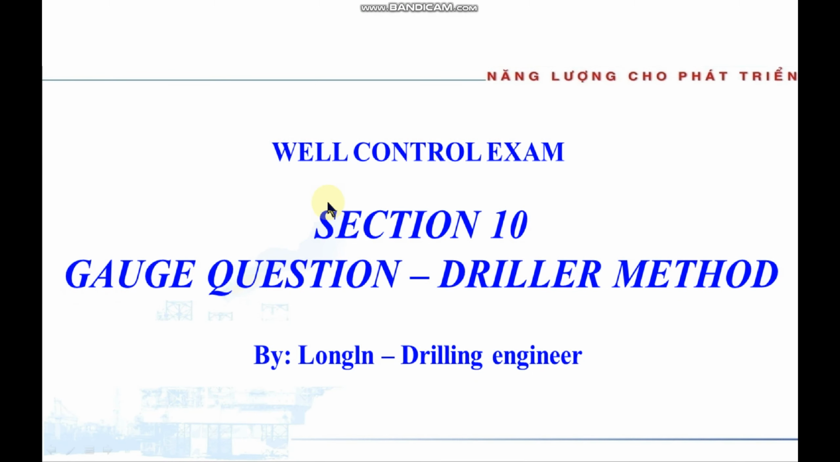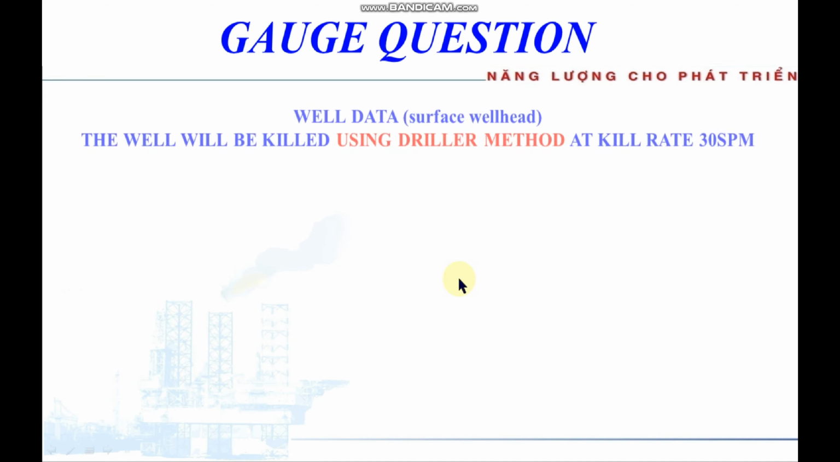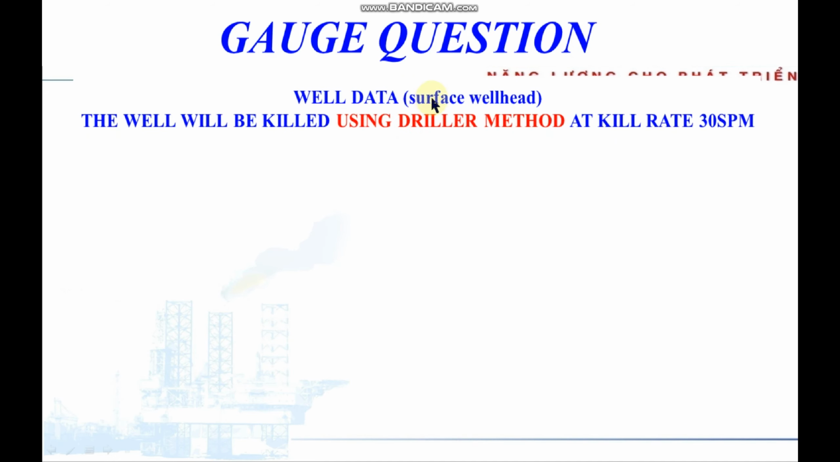Well control exam, section 10, great question for the Driller's method. Well data for the surface wellhead: the well will be killed using the Driller's method at the kill rate 30 strokes per minute. Shut-in drill pipe pressure 500 psi. Shut-in casing pressure 720 psi.